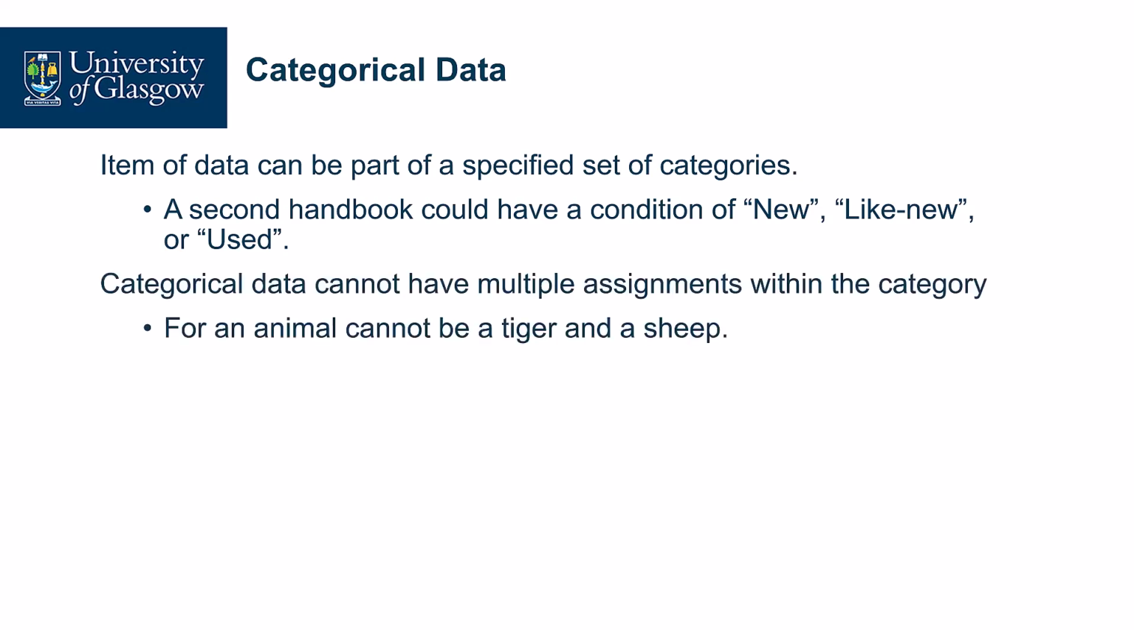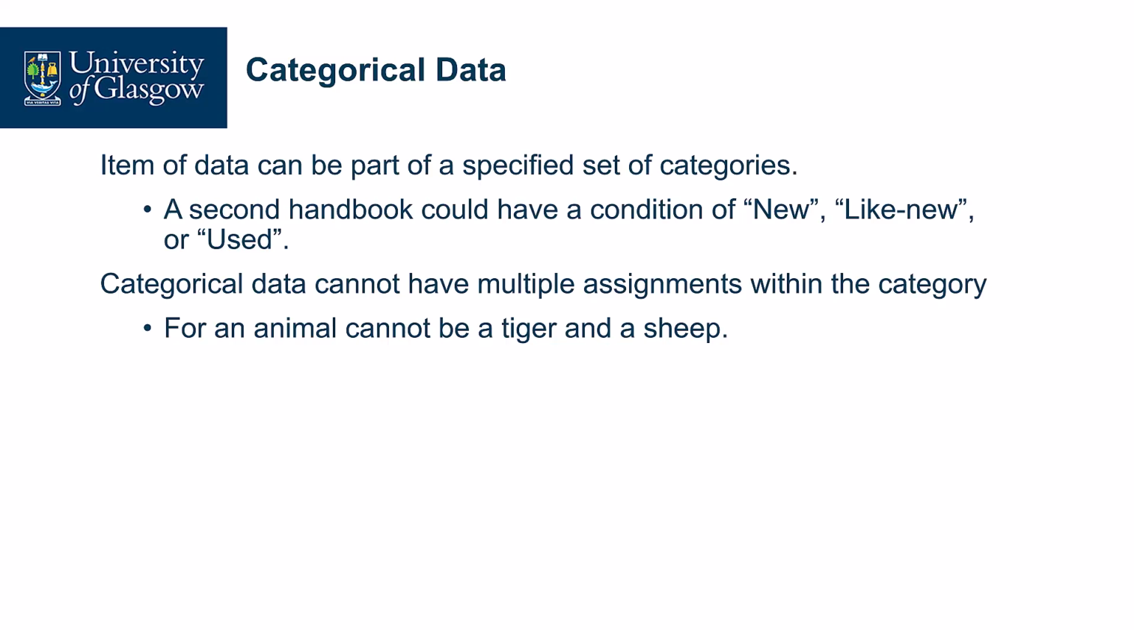So categorical data cannot have multiple assignments. For example, an animal has different categories. It can't be both a tiger and a sheep. It can be either a tiger or a sheep or none of them, right? So one categorical data can't have multiple assignments.